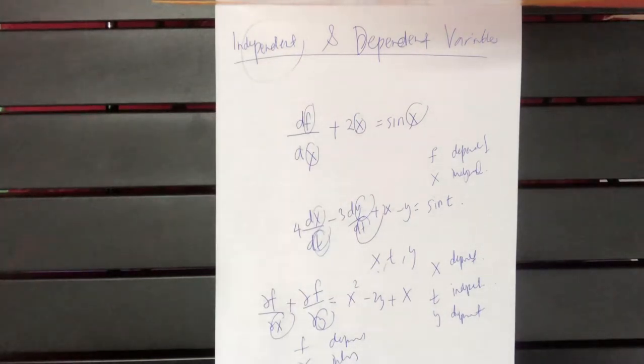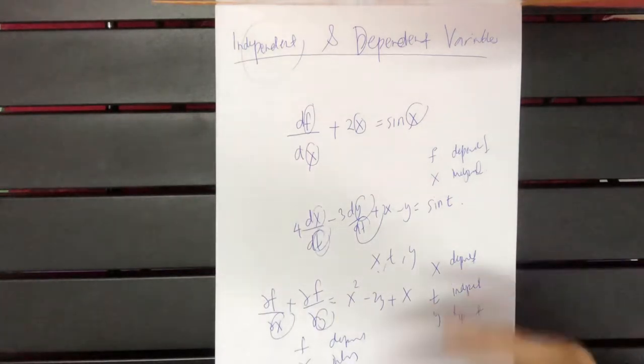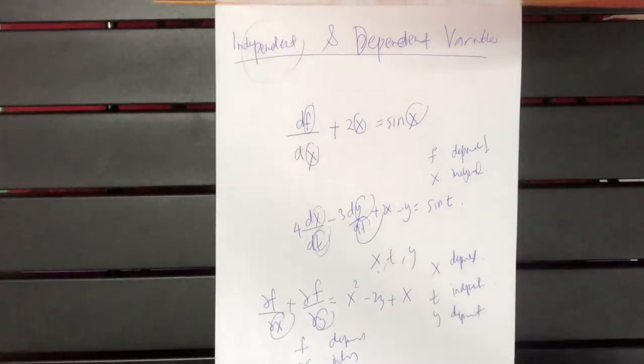So this is how we identify dependent and independent. It's just based on the location, the position of the variable. If it is above, it is a dependent, so it depends on the down one. Okay, the downside. So this is how we identify the independent and also dependent.